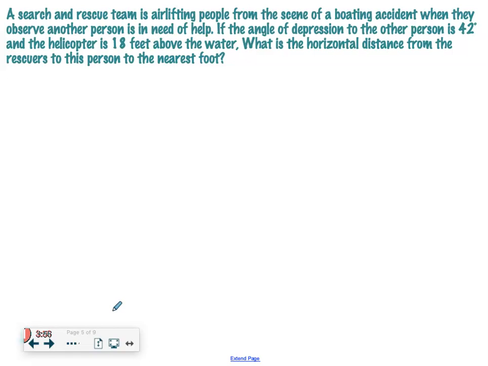So it says, a search and rescue team is airlifting people from the scene of a boating accident when they observe another person is in need of help. If the angle of depression to the other person is 42 degrees and the helicopter is 18 feet above the water, what is the horizontal distance from the rescuers to this person to the nearest foot? So there's a lot of information in that paragraph, right? So what kind of triangle do we always have in trig? Right. All right, so start off with the right triangle, and then we'll just label what we know.